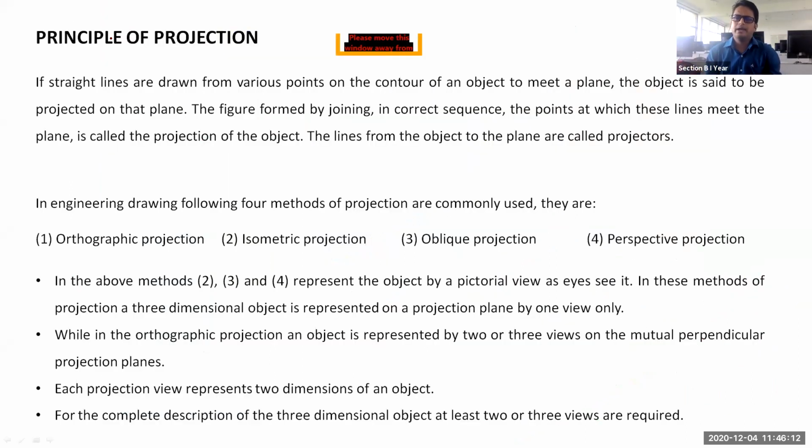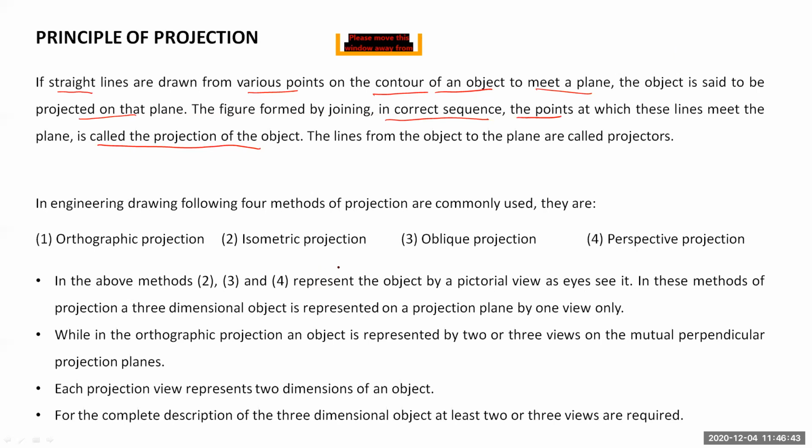Now, whatever I have told you, I have kept small notes for that. What is the principle of projection? If straight lines are drawn from various points on the contour of an object to meet a plane, the object is said to be projected on that plane. The figure formed by joining the correct sequence of the points at which these lines meet the plane is called the projection of the object. Whatever I have shown you in those diagrams is written here. The lines from the object to the plane are called your projectors.